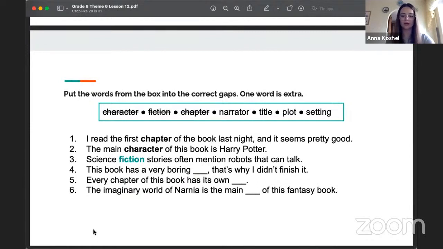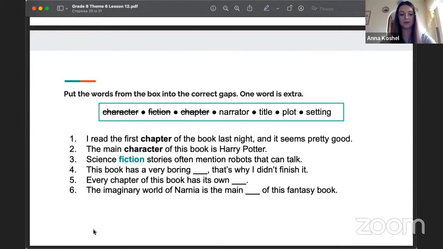Was it a boring plot? Or maybe a boring setting? What do you think? Boring narrator, boring title, boring plot, or boring setting? What fits best here? And pay attention that we still have 2 more sentences after this one. So you can quickly take a look at that.